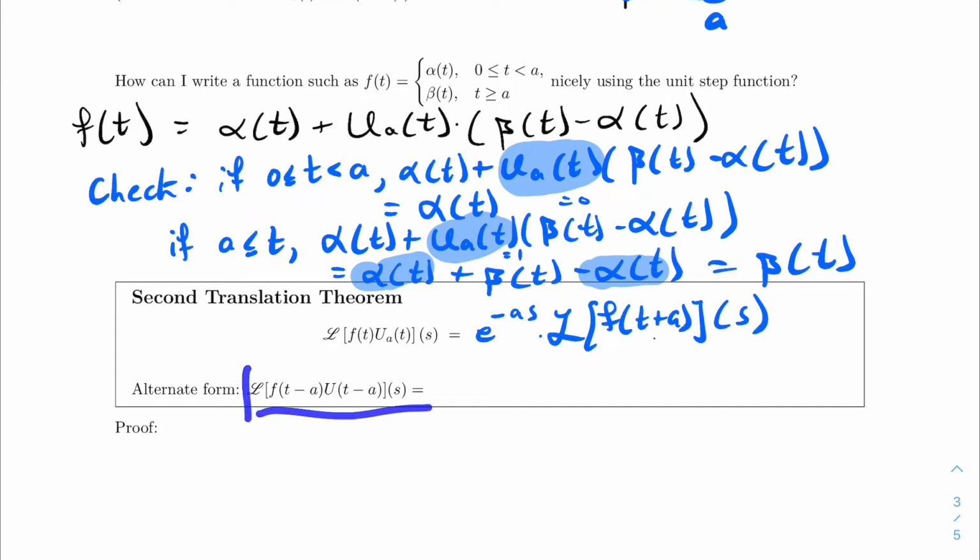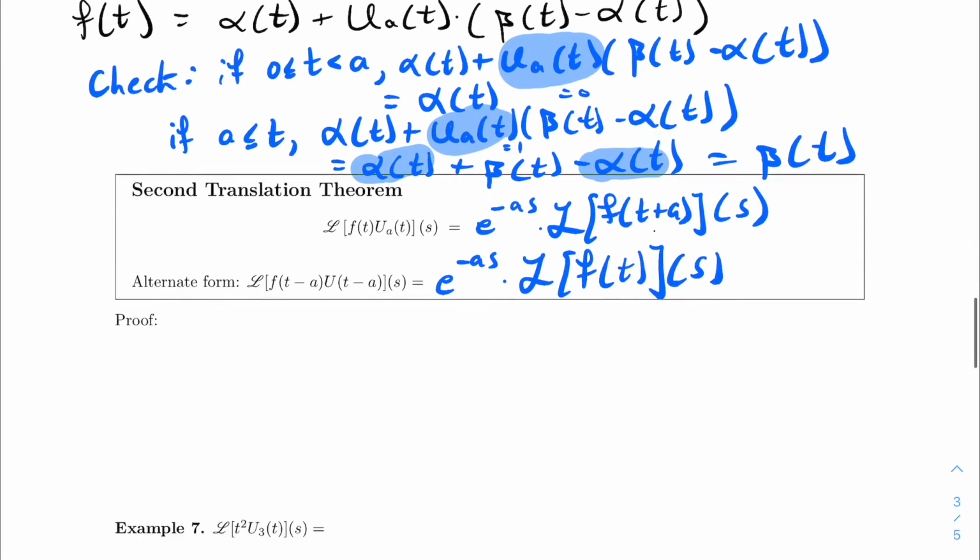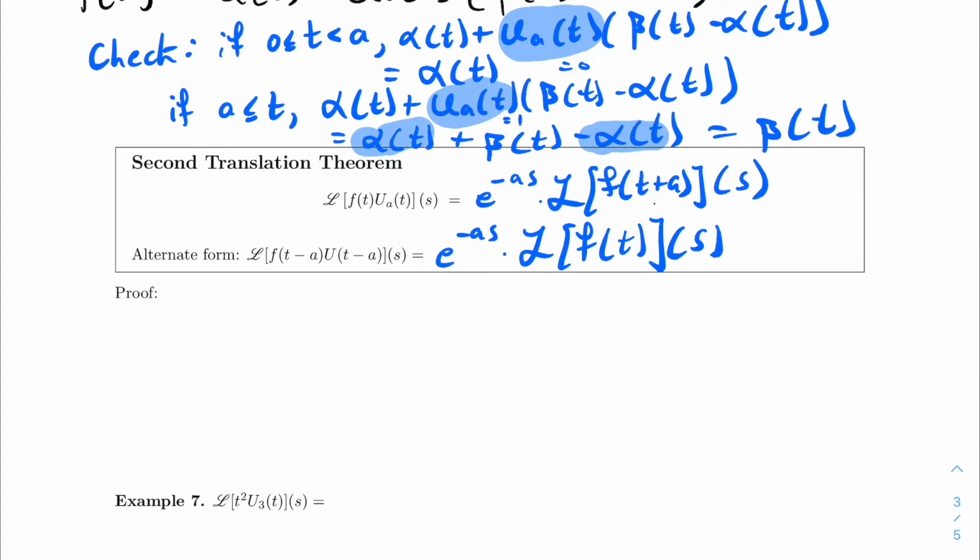All right, an alternative form that you might see this written as sometimes, if you're using u of t minus a, like the book's notation, would be e to the negative as times the Laplace transform of f of t, evaluated at s. But notice that over here, instead of an f of t, you have an f of t minus a. These formulas are effectively doing the same thing for you. As long as you apply them correctly, they'll both do the same exact thing.